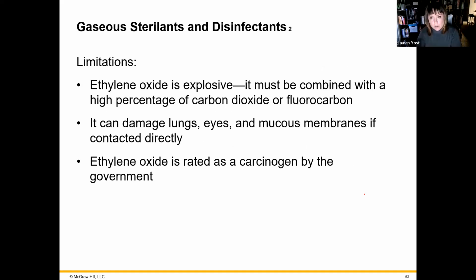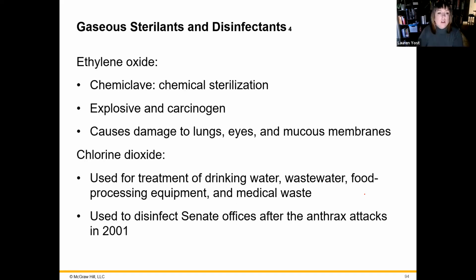But ethylene oxide is explosive. So it will be combined with a high percentage of carbon dioxide or fluorocarbon before it's being released into being used in whatever area, as much as possible to make it as safe as possible, essentially. It can damage the lungs, eyes, and mucous membranes if contacted directly. So it's very bad for you. It's also a carcinogen, which causes cancer. So this can create what we call a chemiclave, which is chemical sterilization. Put something in a room, fill the room with gas, and then now that's our chemiclave, right? But it is explosive and carcinogenic, causes damage to eyes, mucous membranes, and lungs.